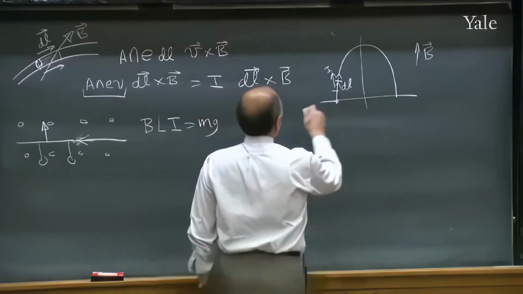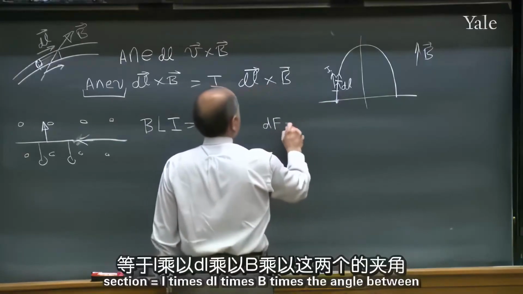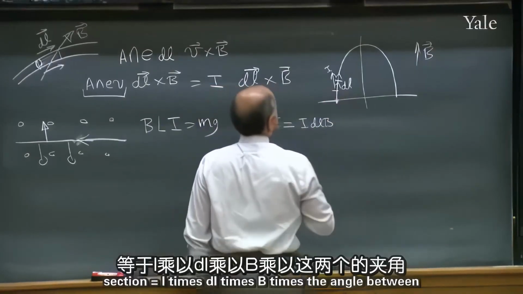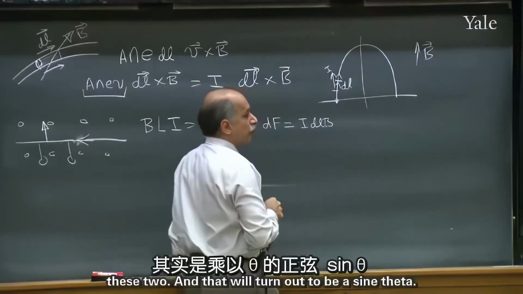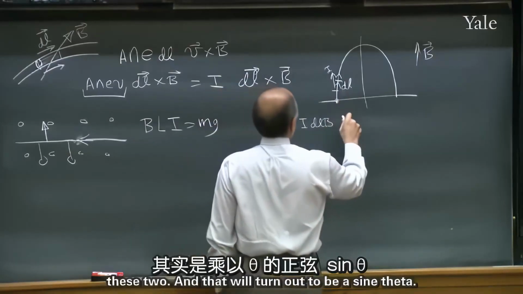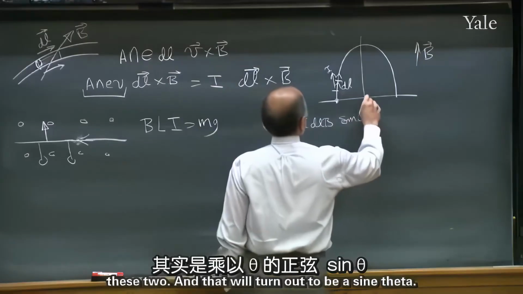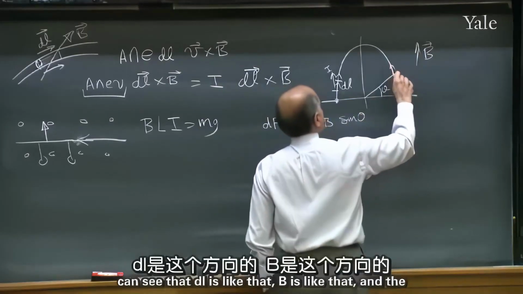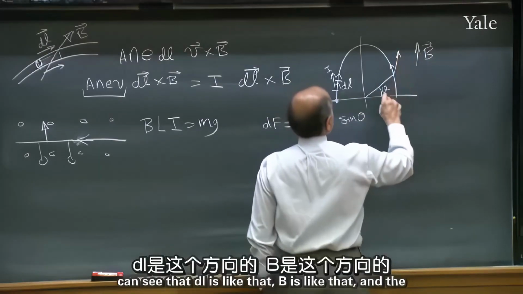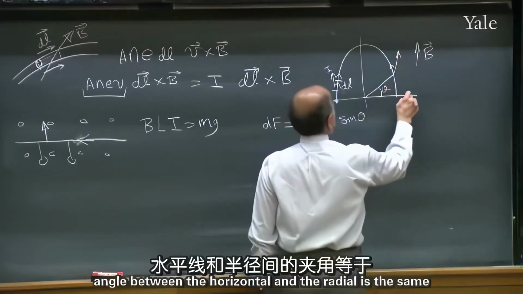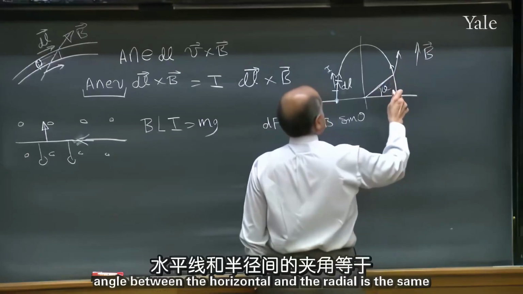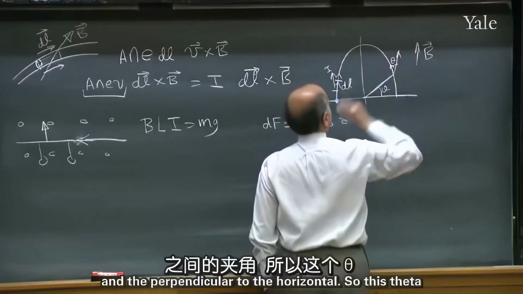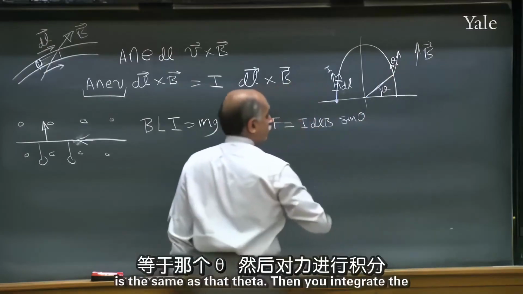And the force coming out of the blackboard due to the little section is equal to I times dl times B times the angle between these two, and that will turn out to be sine theta. You can measure theta from here. You can see that dl is like that, B is like that. And the angle between the horizontal and the radial is the same as the angle between the perpendicular to the radial and the perpendicular to the horizontal. So this theta is the same as that theta.